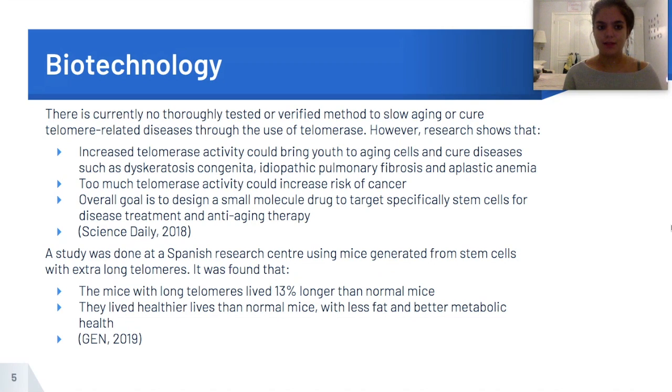So therefore, because of that, the overall goal is not to design something that will target all the cells in your body, but specifically stem cells to help with disease treatment and anti-aging therapy.